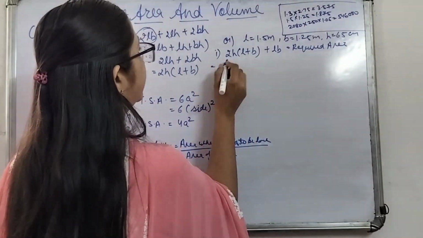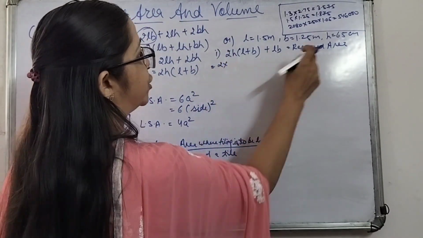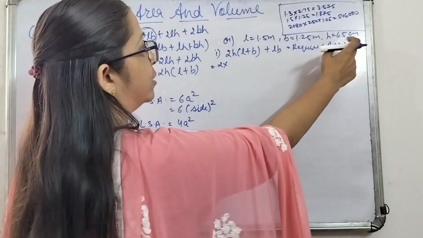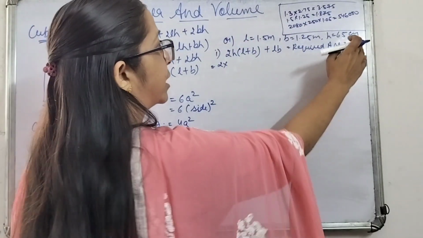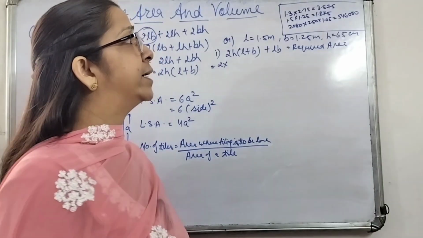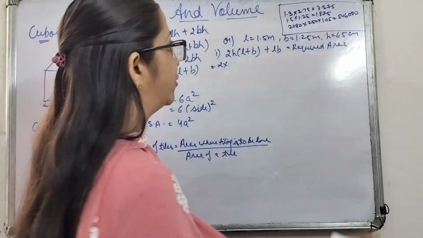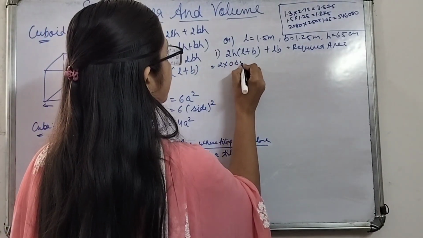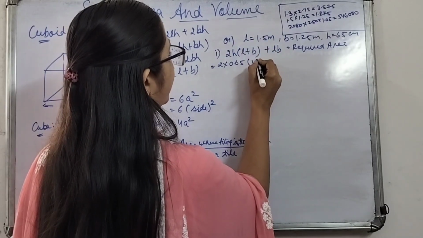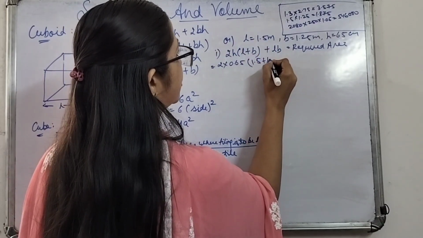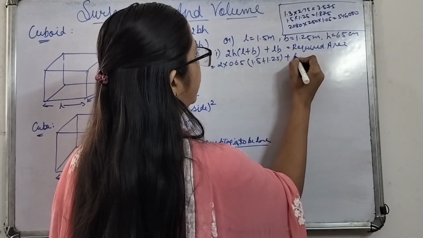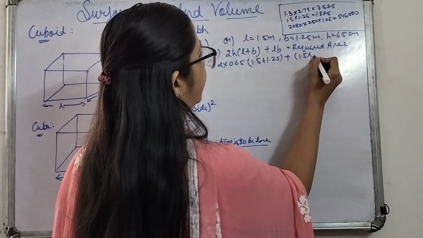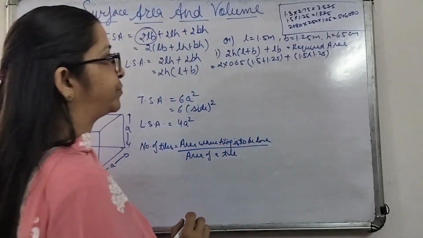So it will be 2 into H. It is in centimeter, so we will convert either it to meter or convert all these to centimeter. So we are converting this into meter. 65 centimeter will be 0.65 meter. So it is 0.65 into (L is 1.5 plus B is 1.25) plus L into B, L is 1.5 multiplied by 1.25.